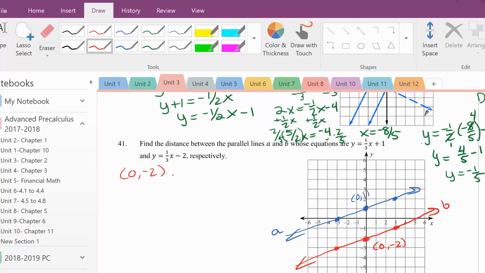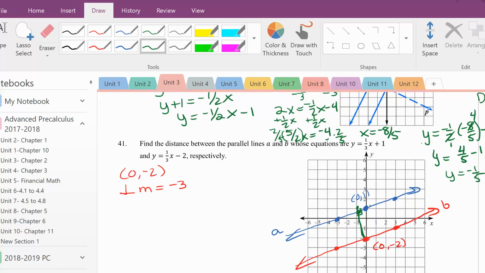And since the slope's 1/3, the perpendicular slope is going to be -3. So that means you'd either go down 3 to the right 1, or you go up 3, so up 1, 2, 3, and to the right 1. So that means it's going to go through this point here and be perpendicular.